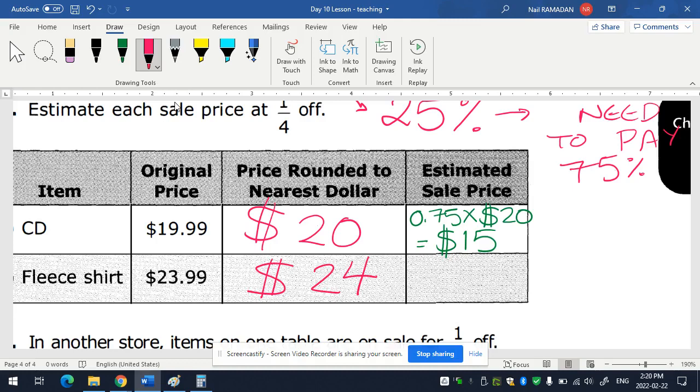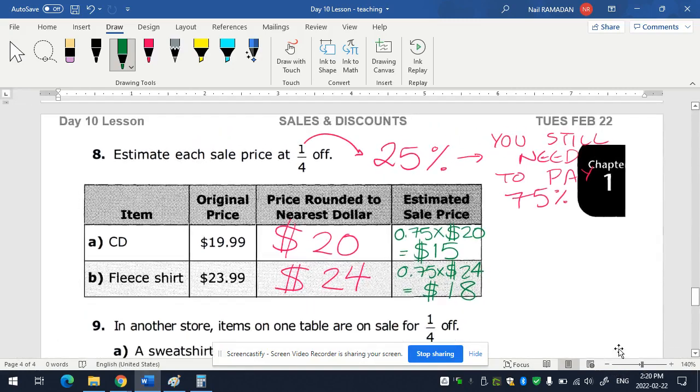Again, how much are you saving? So how much are you still going to have to pay? Literally the same thing, but instead of $20 now, it was 24. So what's 3/4 of 24? 18. Yes. So the sale prices of these two items are $15 and $18.